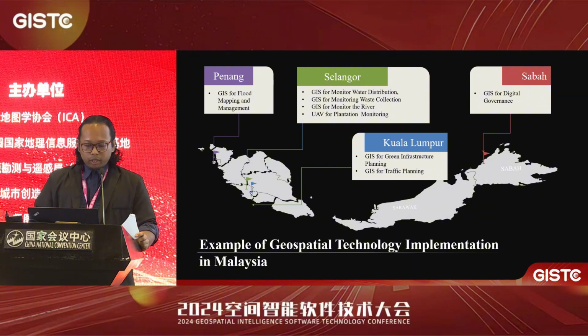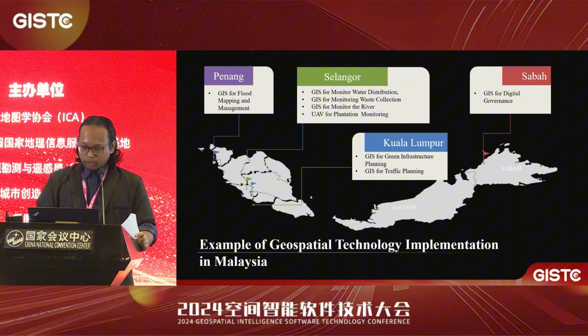They are also using drones for plantation monitoring. Kuala Lumpur is known for using GIS for green infrastructure planning and also for traffic planning. And in Sabah, we are using GIS for digital governance. As Malaysia navigates the complexity of balancing economic growth with environmental preservation, local governments play a pivotal role in making sustainable decisions. GIS, remote sensing, and data analytics already equip us with the power to address the challenge. This latest technology should improve land use management, disaster management, and resource management.